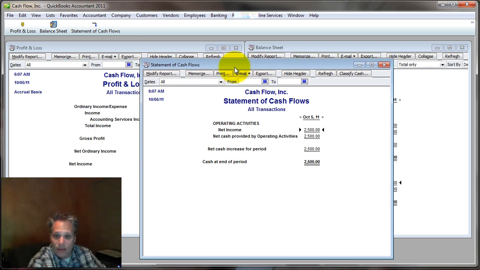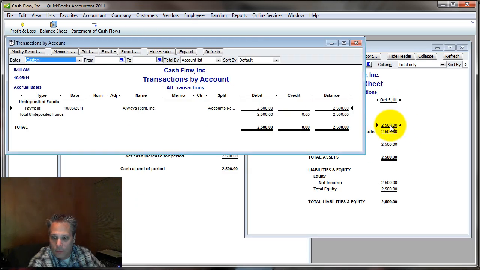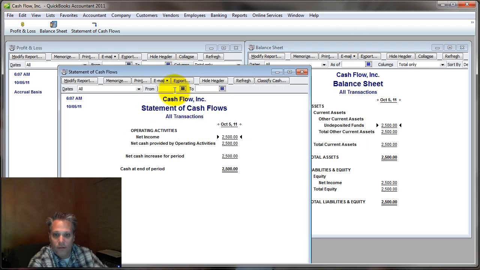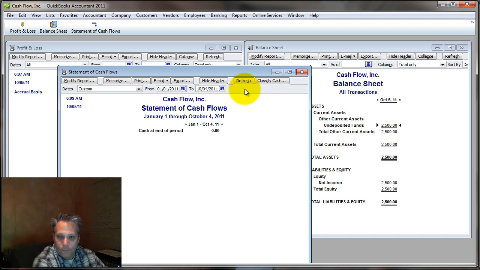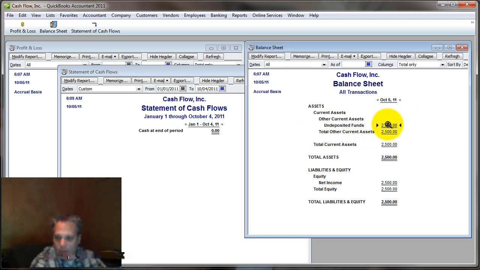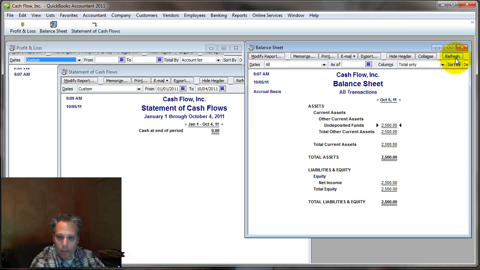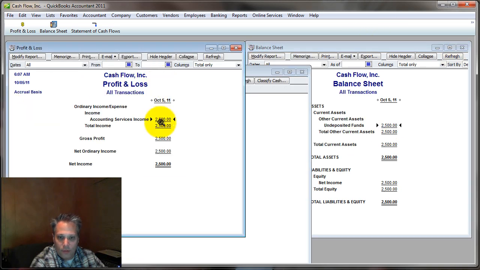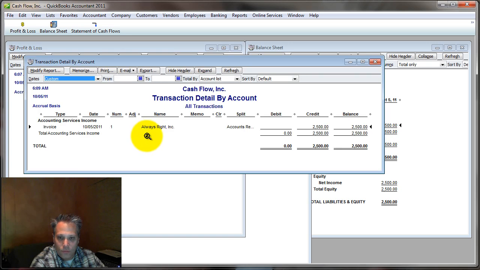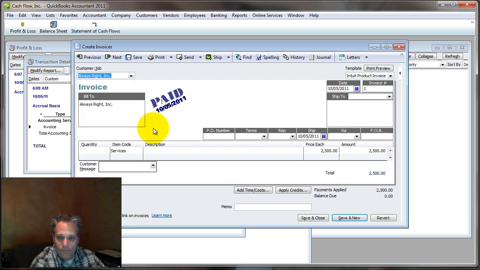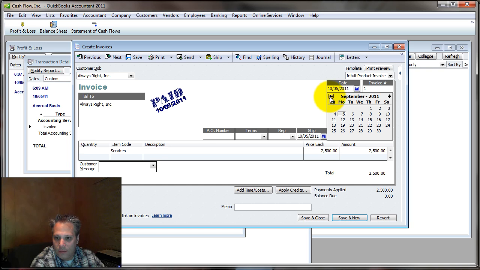Now, if we look at the date that we received this payment, I can double click my undeposited funds, October 5th. If I run the statement of cash flows based on 1/1 through October 4th, we didn't receive the money yet. What was the date of this? October 5th, 2011. Problem is, everything else is booked on October 5th as well. So let me back the invoice date up, just so you can see the impact here.